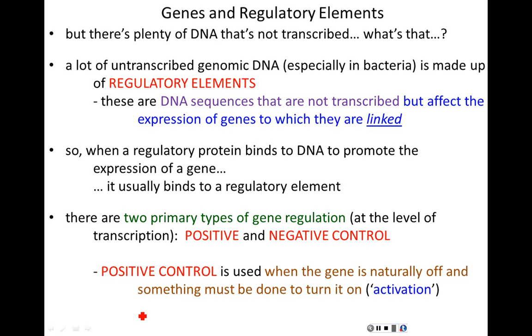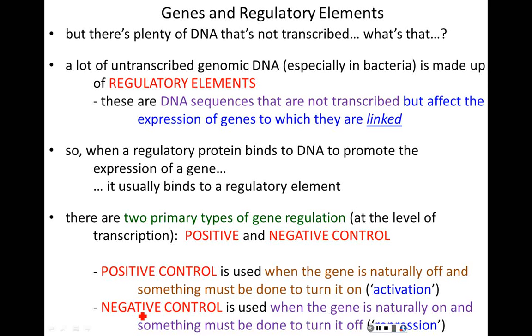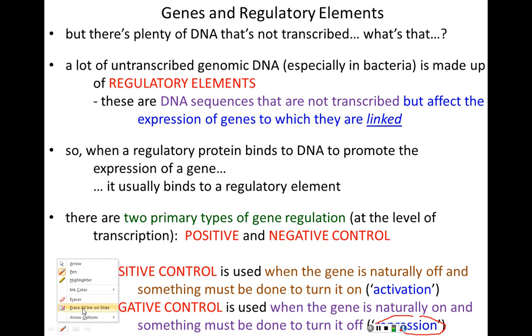Positive control is described as when the natural state of the gene is to be off. You can think of it as a default state. The default state of the gene is to be off, and something has to be done to turn that gene on. The cell has to engage in some action to turn that gene on. We refer to this as activation. The gene becomes activated. Negative control is the opposite scenario. In negative control, the default state of the gene, its natural tendency, is to express itself. And the cell has to intervene or take action in order to turn that gene off. And we call that action repression. So when we repress a gene, we turn it off, and when we activate a gene, we turn it on.